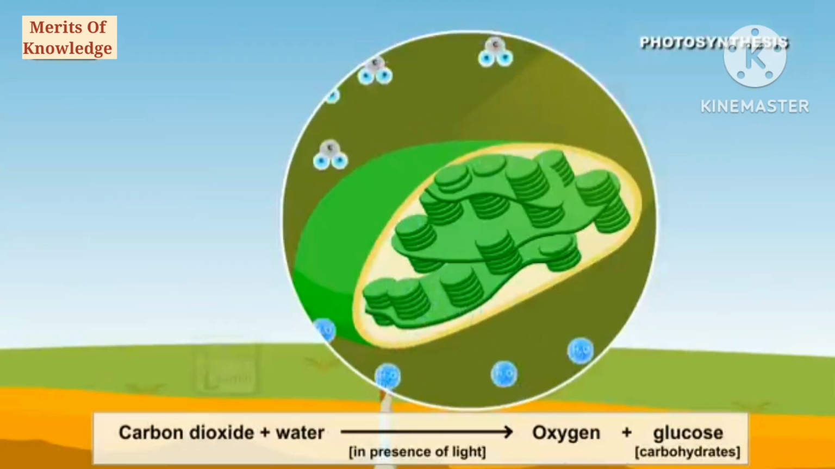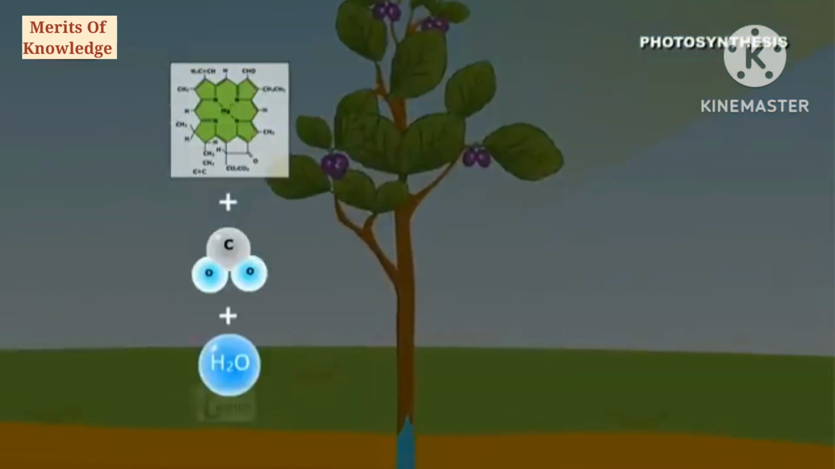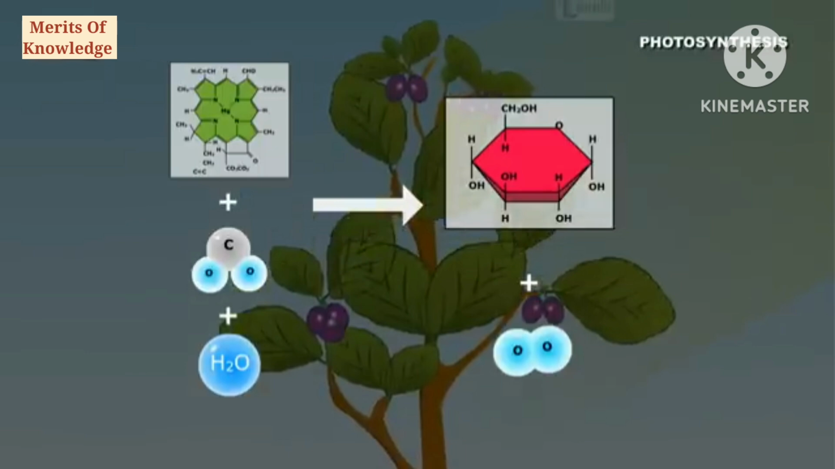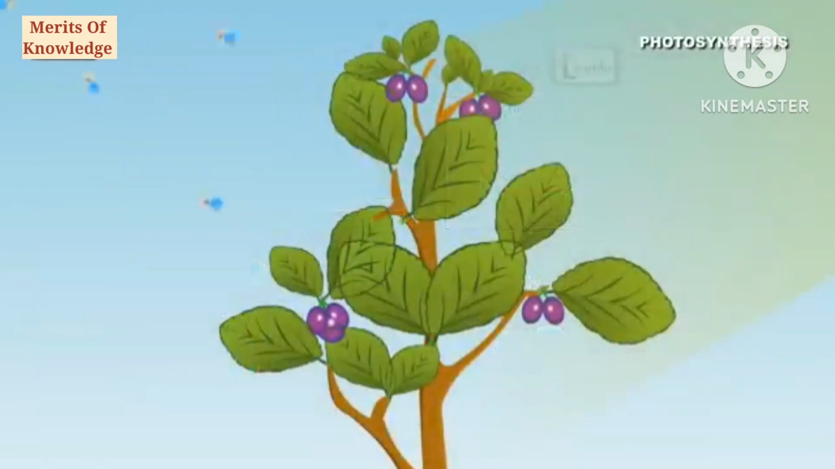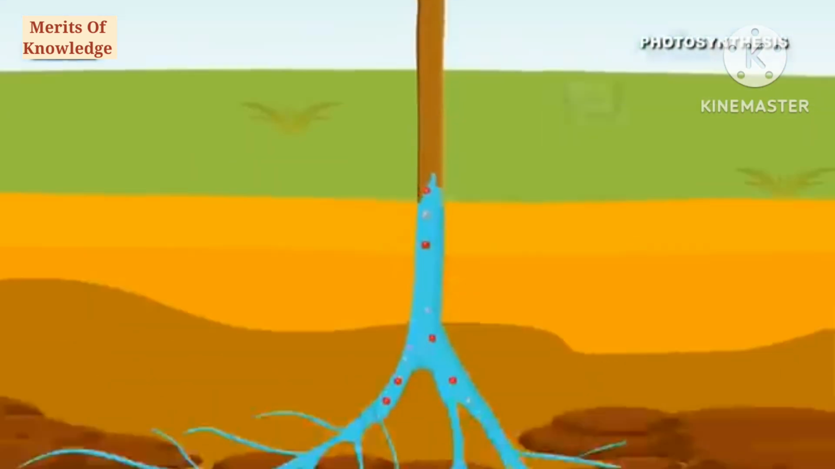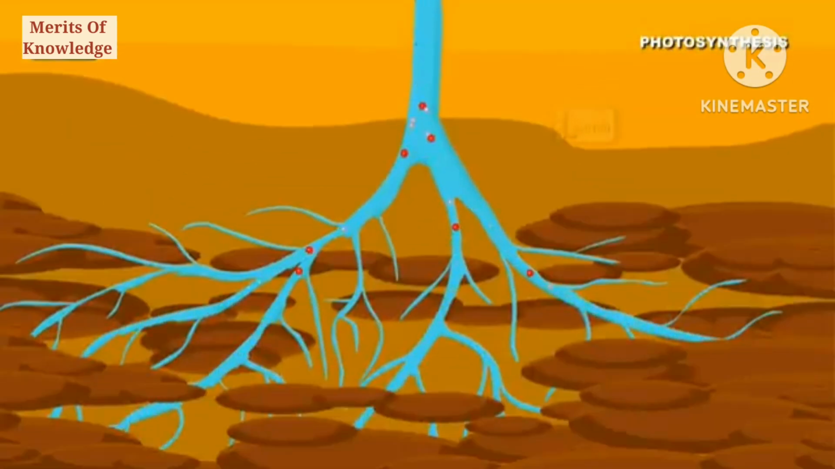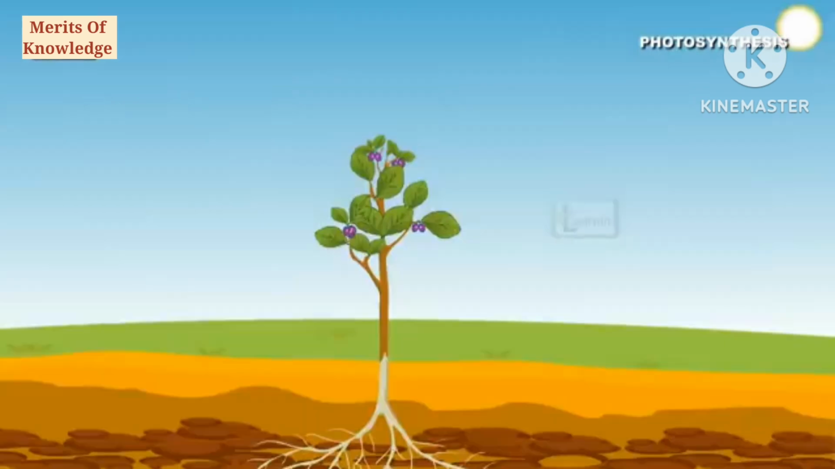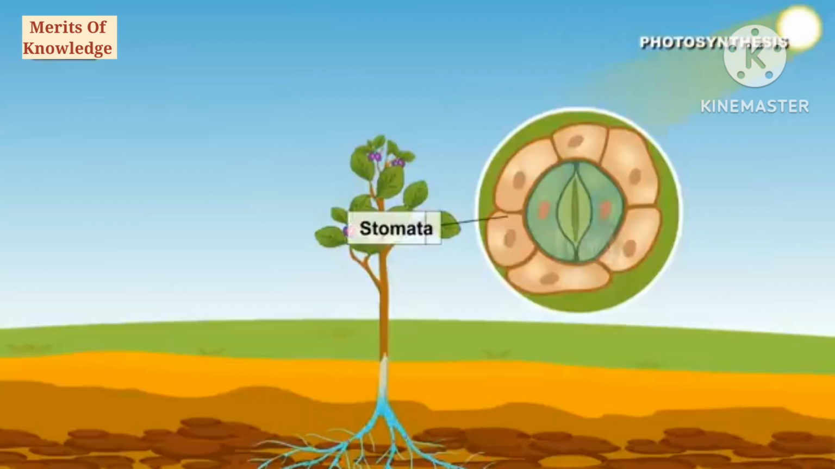This glucose will be transported throughout the plant, and the glucose is used by the plant for its growth. And some glucose which is extra will be stored in the form of starch in different parts of the plant. It can be in the stem, leaf, or even in the root. This extra glucose is used to perform photosynthesis when there is no sunlight.